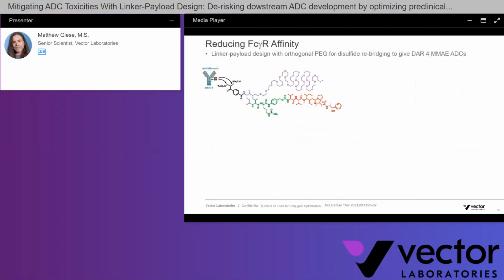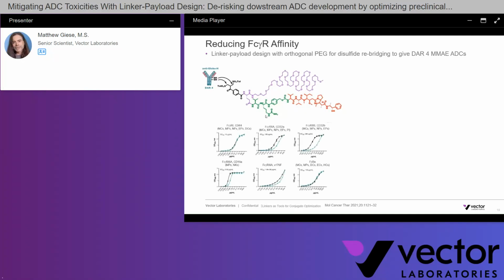That same linker payload design was used in a former clinical candidate from OBI Pharma, and they demonstrated that FCGR affinity could be reduced with this linker payload. There's been a couple studies that have shown that conjugating smaller linker payloads to hinge cysteines doesn't have a substantial effect on FCGR binding, but conjugating larger structures like PEGs to that region can. And in this case, it was demonstrated that this linker payload did reduce FCGR affinity.